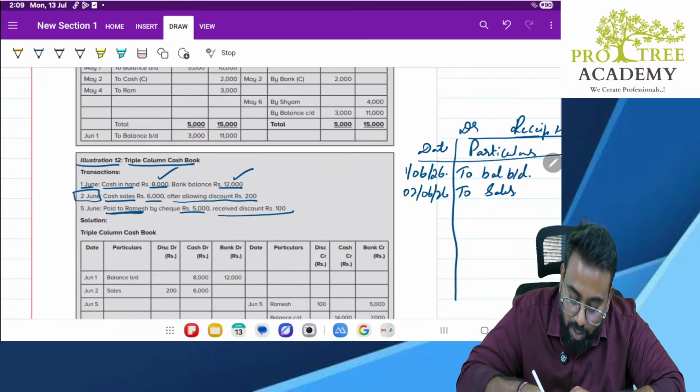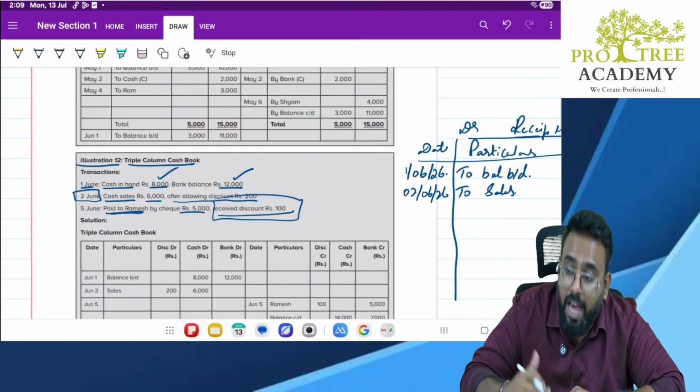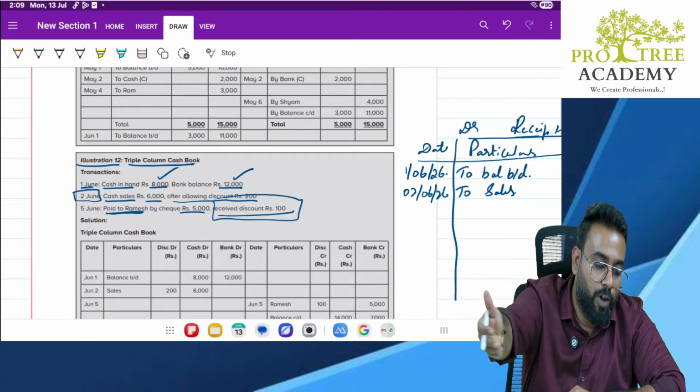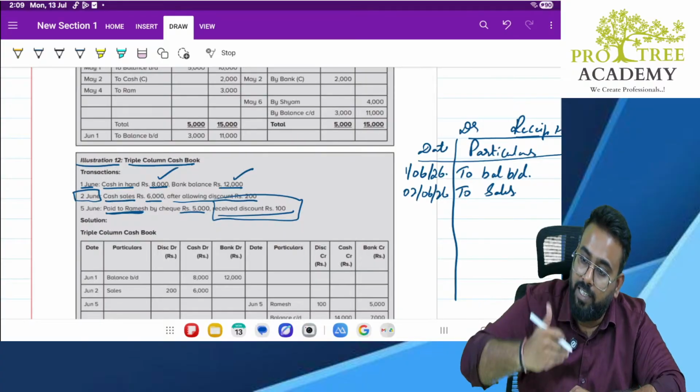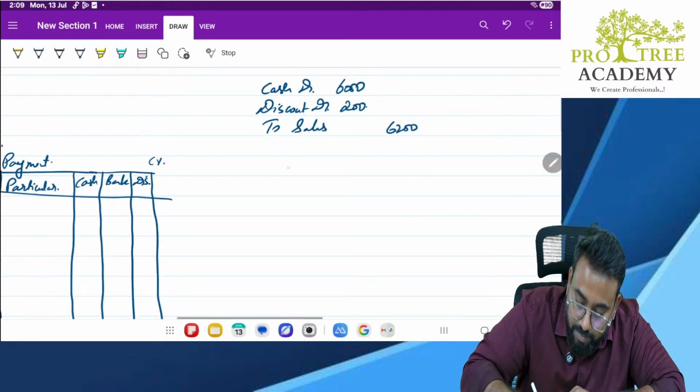Paying the money. That is why we are getting the discount. If we were receiving the money, we would have allowed the discount. But here it is the opposite. We are making the payment, and for making the payment, we are receiving the discount. Is that clear? Yes. So what is the entry?